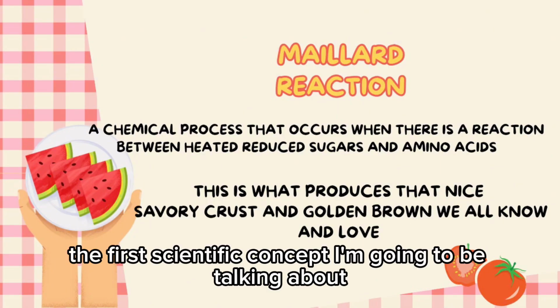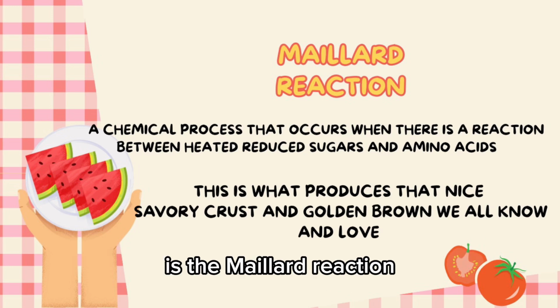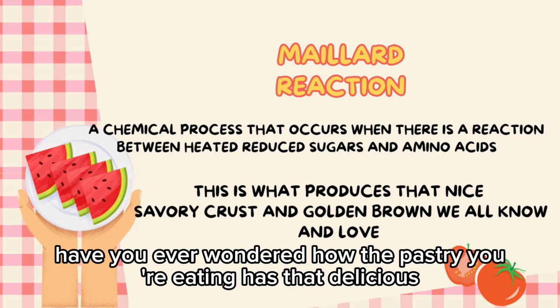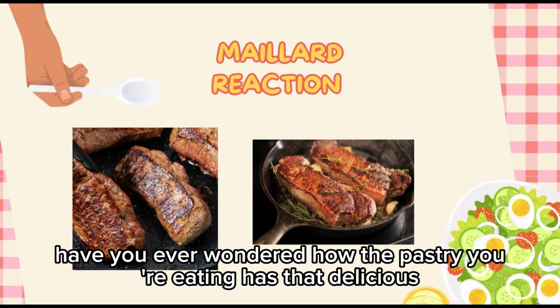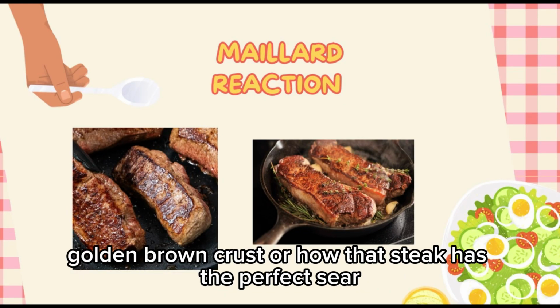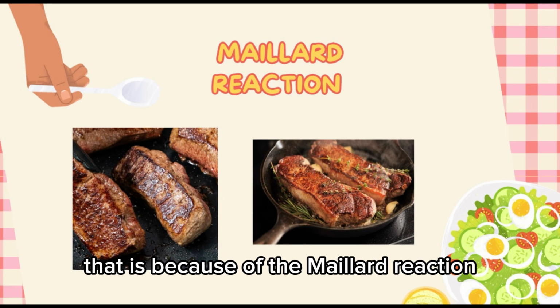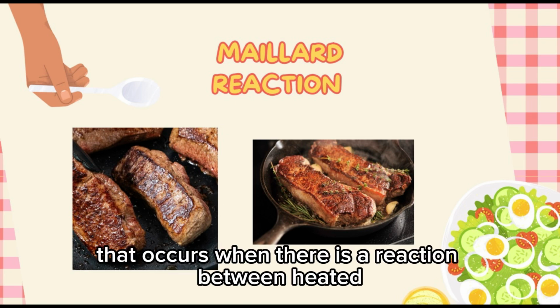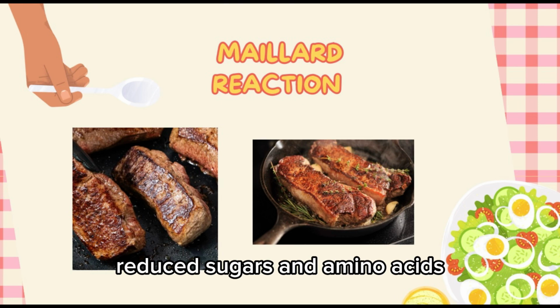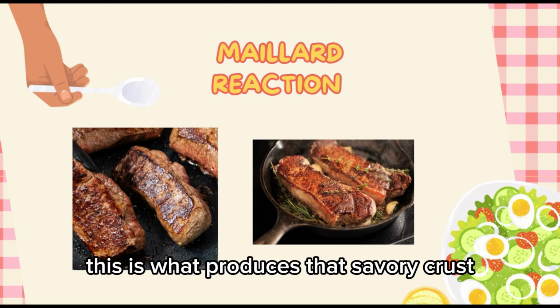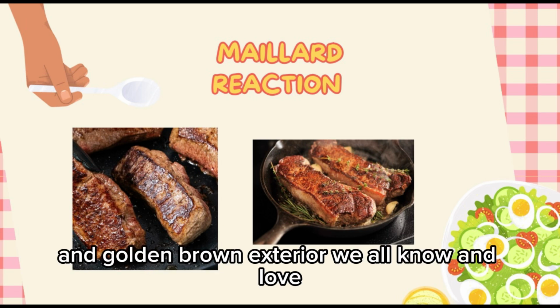The first scientific concept I'm going to be talking about is the Maillard reaction. Have you ever wondered how the pastry you're eating has that delicious golden brown crust, or how that steak has the perfect sear? That is because of the Maillard reaction, which is a chemical process that occurs when there is a reaction between heated reduced sugars and amino acids. This is what produces that savory crust and golden brown exterior we all know and love.